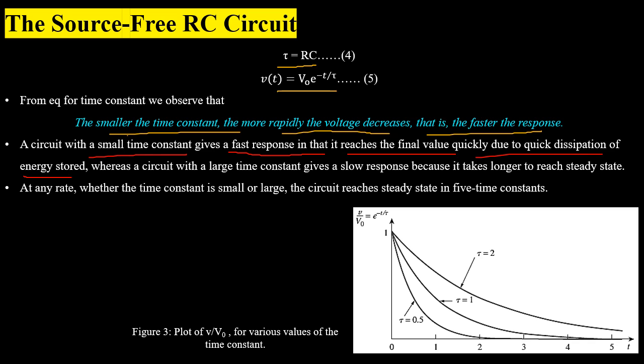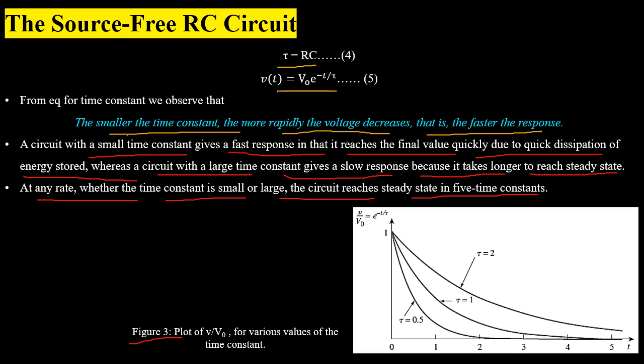And a circuit with a large time constant gives a slow response because it takes longer to reach the steady state. Now whether the time constant is small or large, whatever the rate is, the circuit reaches its steady state or the final value in 5 time constants. Here steady state means the final value of the response.